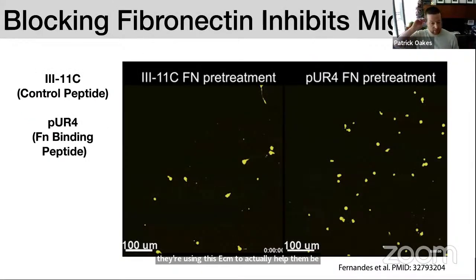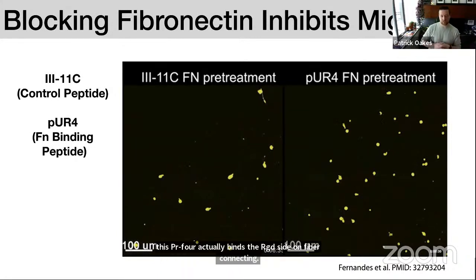And that actually fits with some work we had done previously showing that if we block the fibronectin ligand, we also see a change in migration. So this is again with TH1 cells. In this case, we're using 2 different peptides. The 311C is just a control one. And this PUR4 actually binds the RGD site on fibronectin. So it should basically block it when we pre-treat the fibronectin.